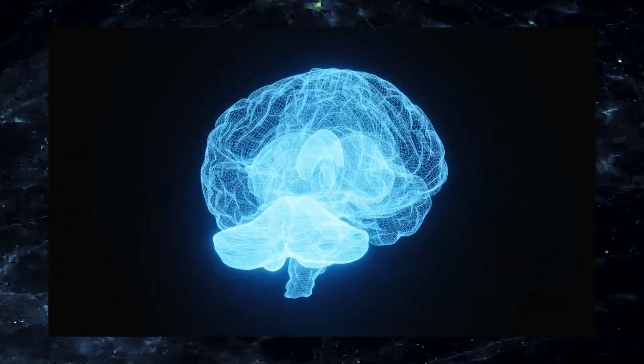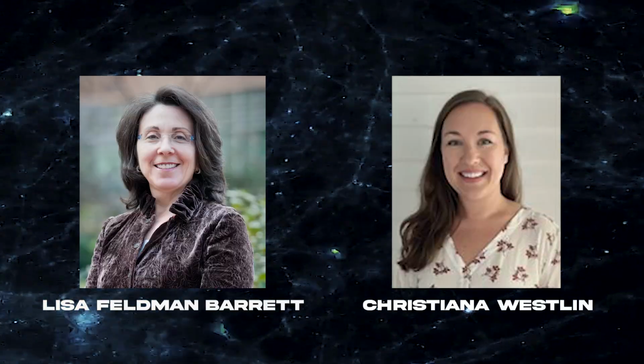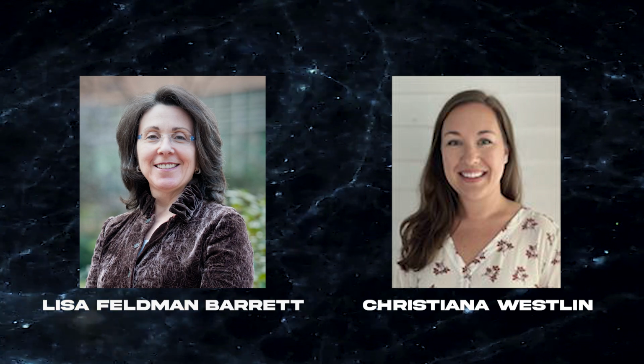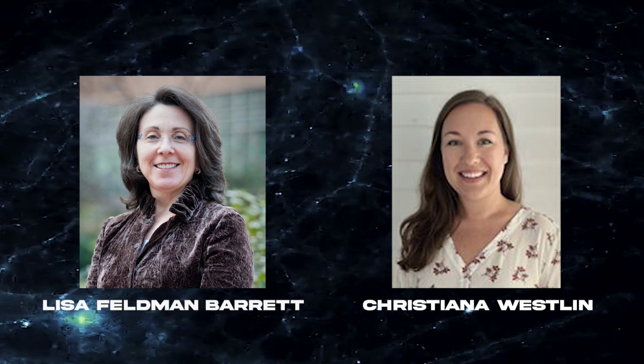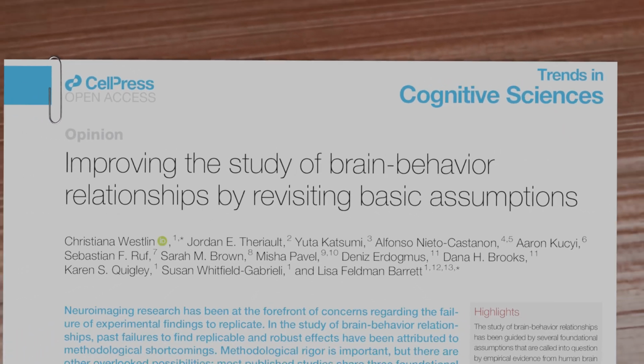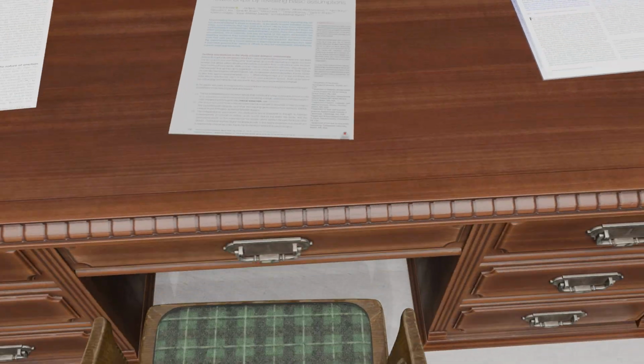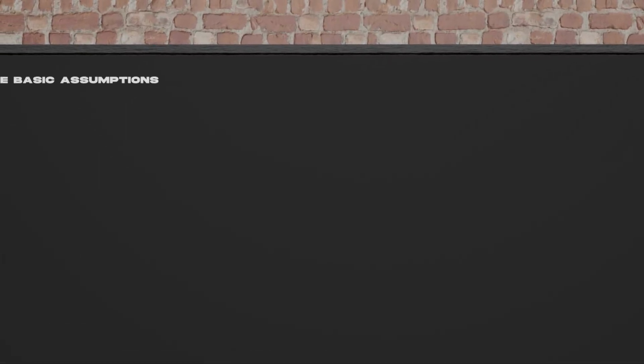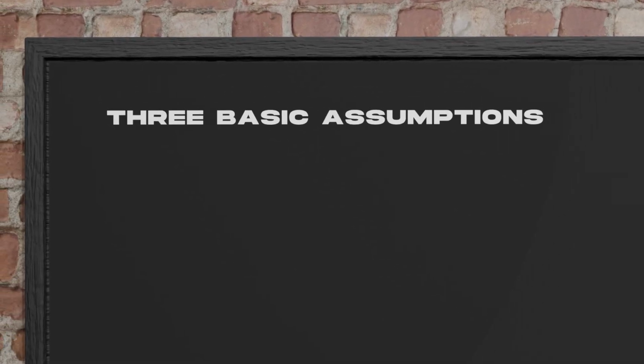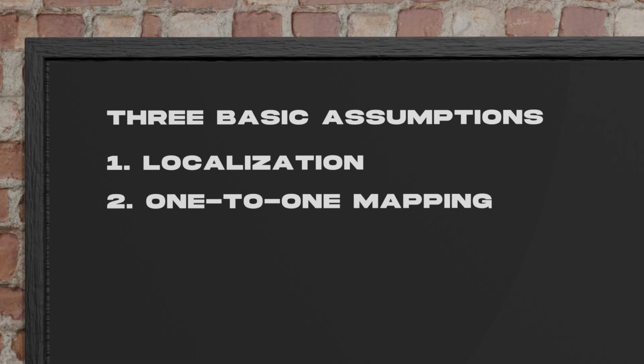Honing in on the brain, Christiana Westland and Lisa Feldman Barrett, a leading researcher in the psychology of emotion, along with other colleagues, offer a revised way on how we should study brain-behavior relationships. They highlight three basic assumptions most traditional studies share that may be faulty: localization, one-to-one mapping, and independence.